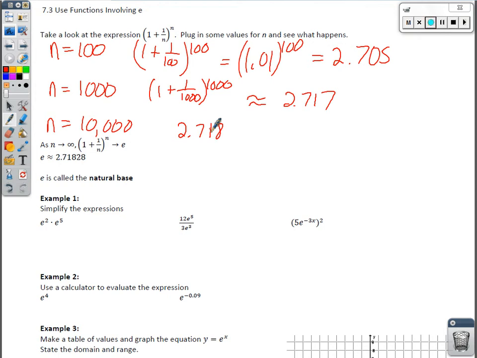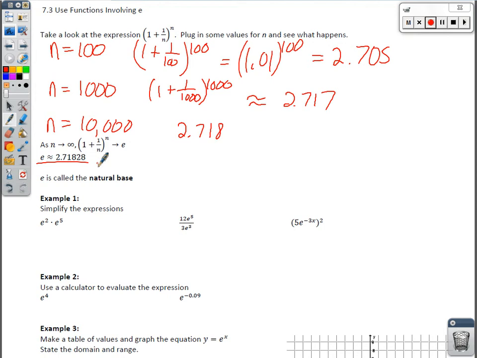The actual value of e is not something I can tell you. It's kind of like pi. It's irrational. It goes on forever. There's no pattern to it. So in that way, it's much the same as pi. But the first few digits are written down here, 2.71828. And so we say as n tends towards infinity, as we plug in bigger and bigger numbers for n, we get closer and closer to this number e.